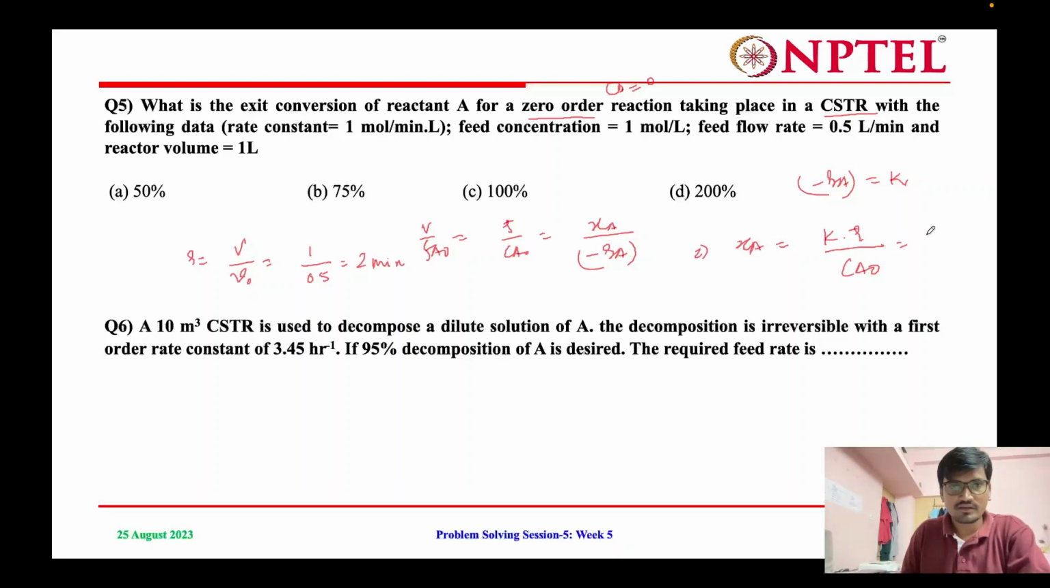So K tau over 1 plus K tau, it means 200. So exit conversion is 200. But the above equation is valid if any reactant is present in the reactor. So after 100% conversion, all reactant is consumed. So conversion is 100%. So 100% is the correct option.